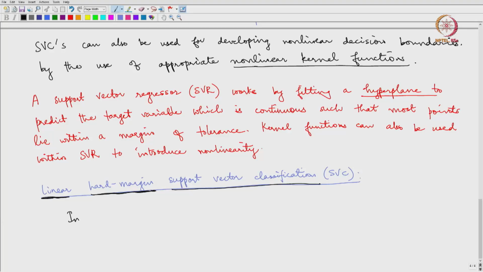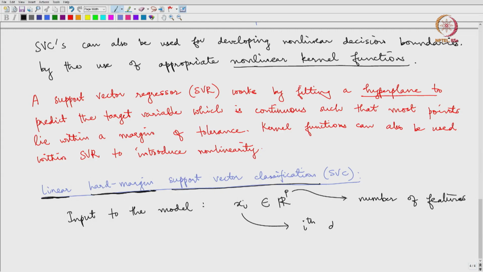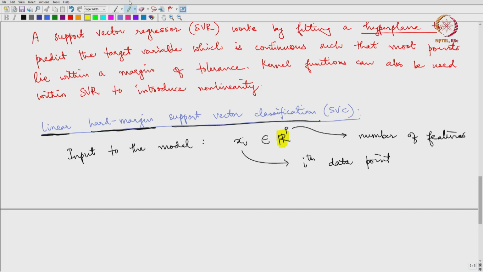So, the input to the model is basically a feature vector. xi means the ith data point, and usually we have been using a model with p features, so p is the number of features and xi is just referring to the ith data point, and the notation used here means that all the features take only real values. That is something we are assuming in our formulation.